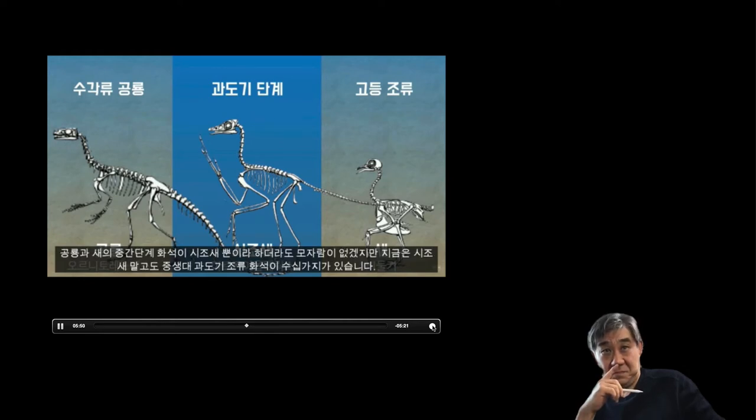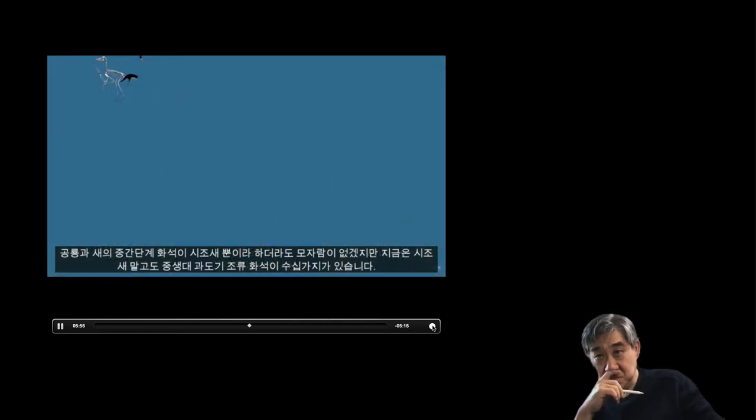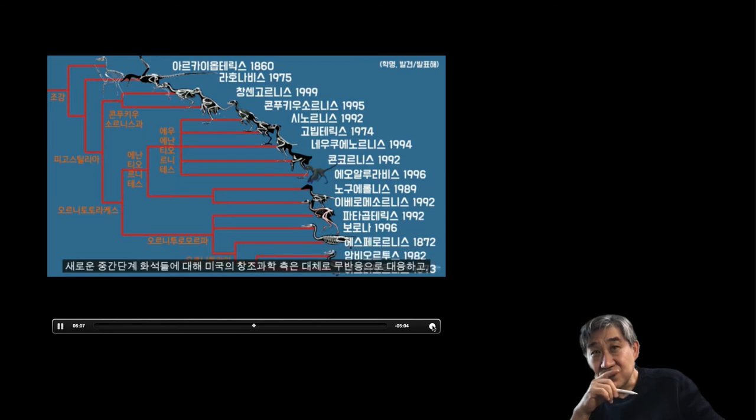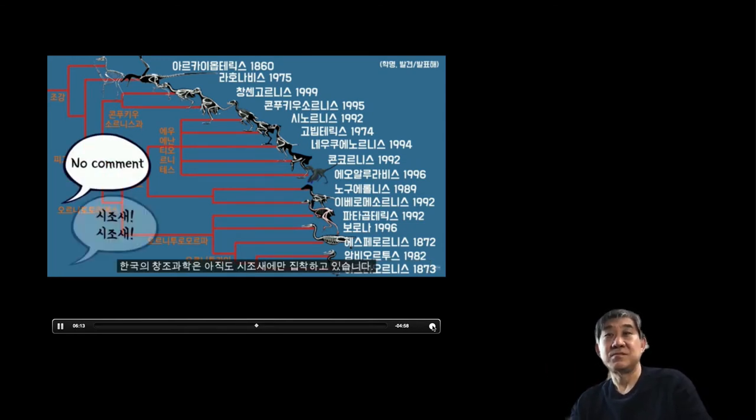공룡과 새의 중간 단계 화석이 시조새뿐이라 하더라도 모자람이 없겠지만 지금은 시조새 말고도 중생대 과도기 조류 화석이 수십 가지가 있습니다. 새로 발견되는 과도기 화석들 덕분에 비조류형 수각류 공룡과 고등한 조류 사이의 빈틈 대부분이 채워졌습니다. 새로운 중간 단계 화석들에 대해 미국의 창조과학 측은 대체로 무반응으로 대응하고 한국의 창조과학은 아직도 시조새에만 집착하고 있습니다.